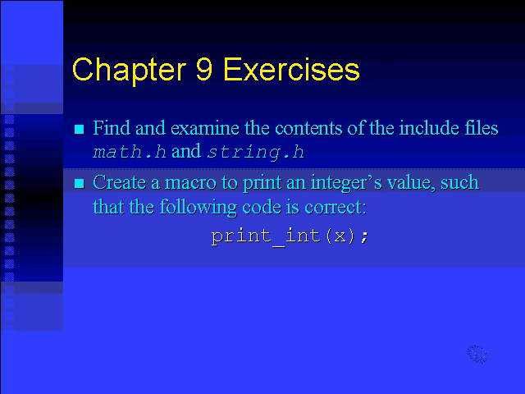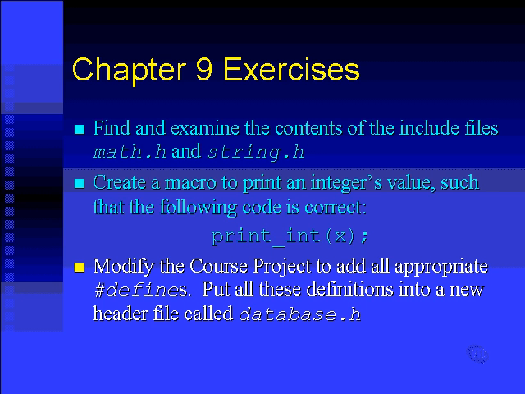Will compile and run. Next, I want you to modify the course project such that all appropriate hash defines are used. I want no magic numbers in the course project from this point forward for the rest of the course. Also, I'd like you to take any of these hash defines that you create and put them into a header file called database.h. So we're actually going to have two files that comprise our project now, database.c and database.h.